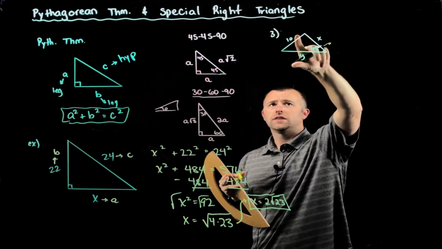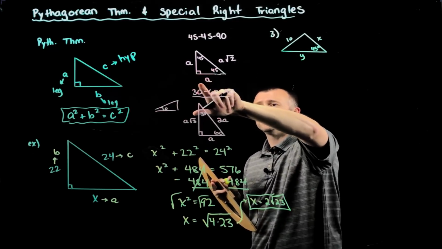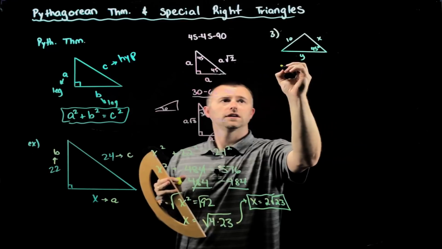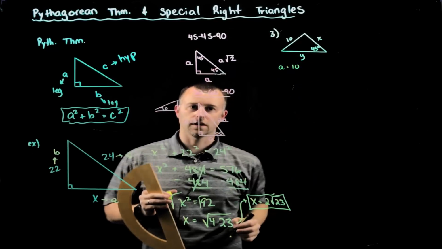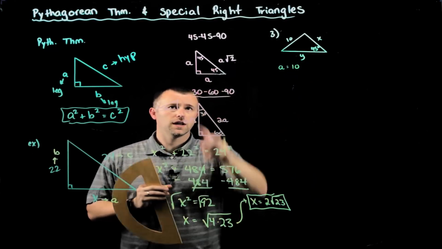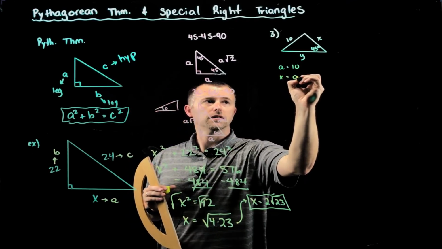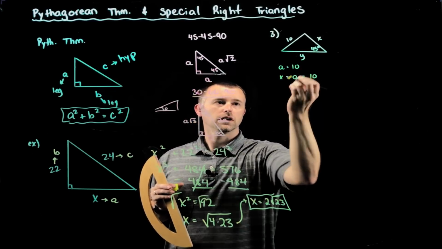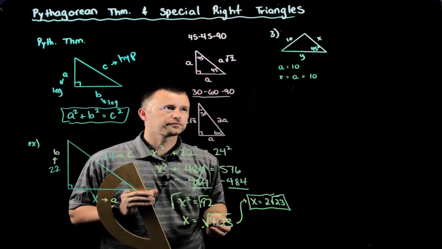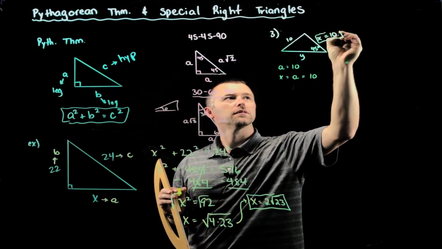Now, the side that I'm given, if you look, is going to be one of these legs. So I am given A. I like to always remind myself what A equals. In this case, A is 10. Now that I know that A is 10, X, which is also equal to A, because both of these are equal to A, is also 10. So I know that X equals 10. I can come up here, plug it in, and I have it.